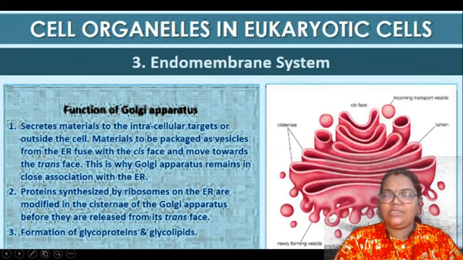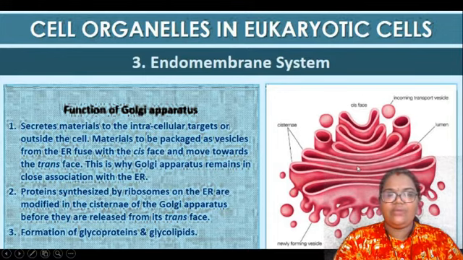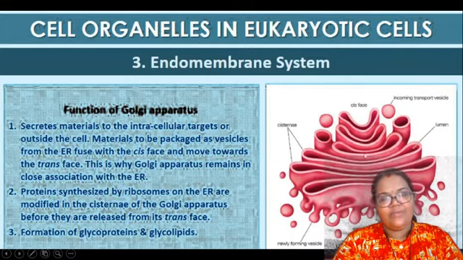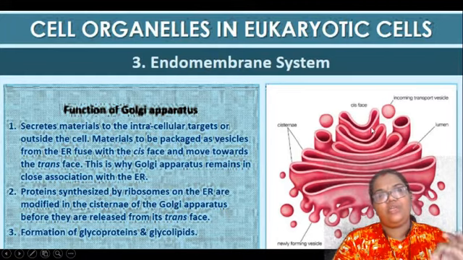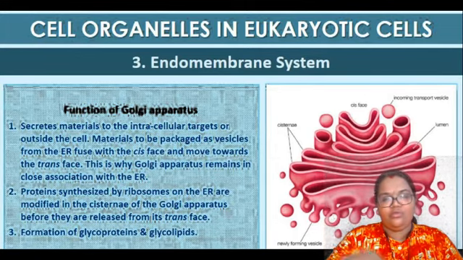So here proteins synthesized by the ribosomes on the ER are modified in the cisternae of the Golgi apparatus, and before they are released from the trans phase. So it will be released from the trans phase. That's why you can see so many vesicles are leaving from here. Secretory vesicles, right? They will have different functions. So the main function is the formation of glycoprotein and glycolipid. That's why I'm telling you, whether it has to add sugar to lipid or sugar to protein, all those things will be done by the Golgi apparatus whenever the protein moves toward the cisternae.